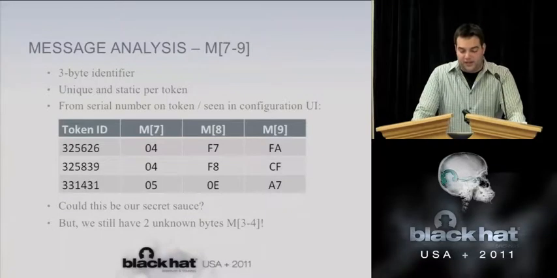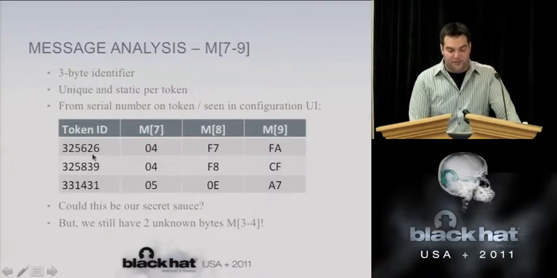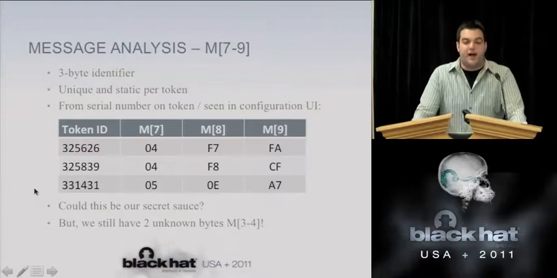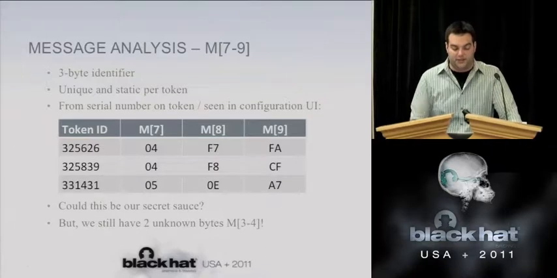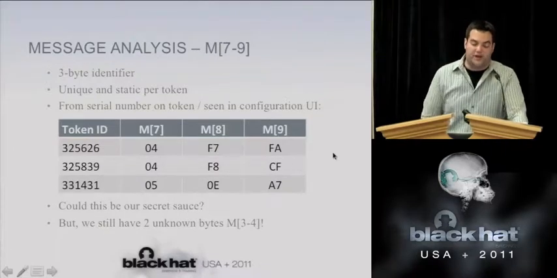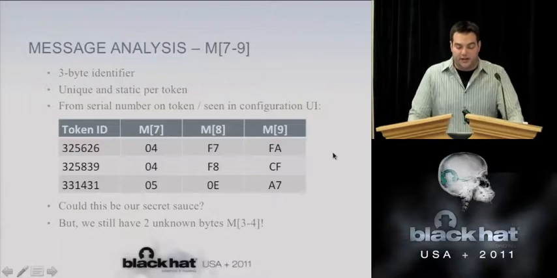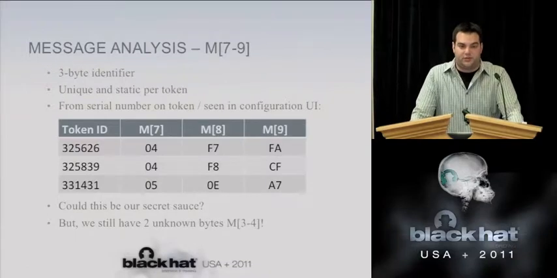If we look at it, here are examples of the different token numbers I had printed on the back of my wireless token, and what showed up in the configuration utility to pair these devices. These are the 3-byte values, just the hex representation of that actual token ID. So again, we now know exactly what that is: the identifier for the specific token.